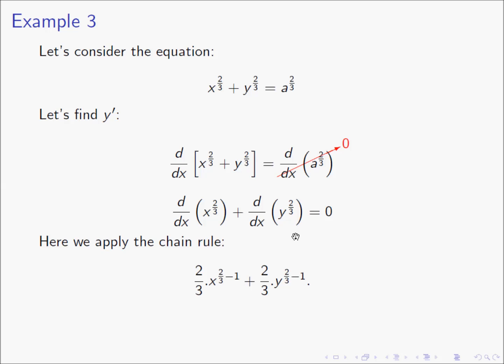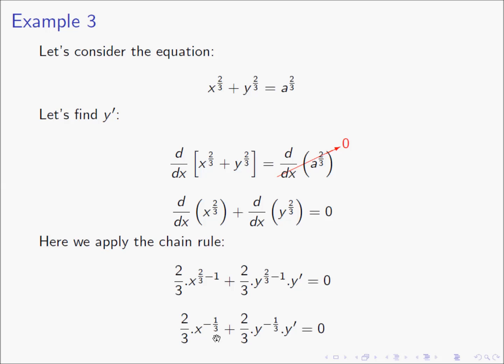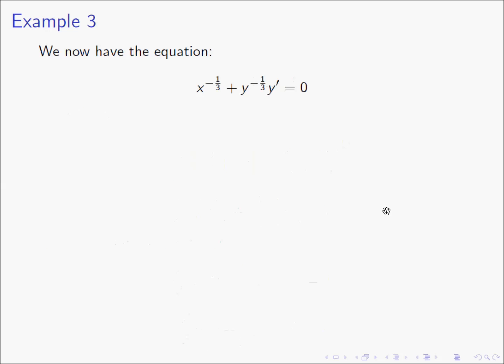Now that was the derivative of the outside function, and what is the derivative of the inside function? The inside function is y, so its derivative is y prime, and that equals 0. Here the exponent is minus 1/3, and the same here. As this equals 0, we can divide everything by 2/3 and cancel this coefficient out. So we have this equation, and here we solve for y prime.